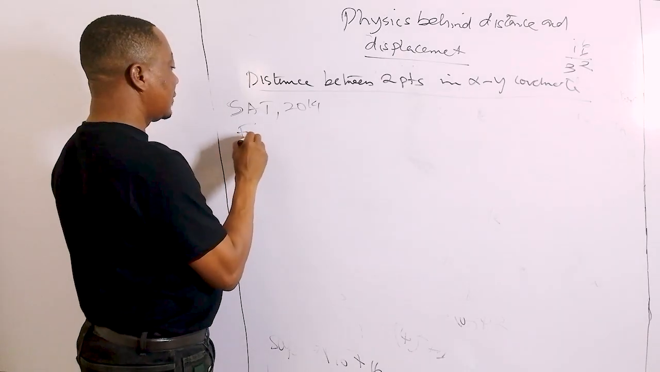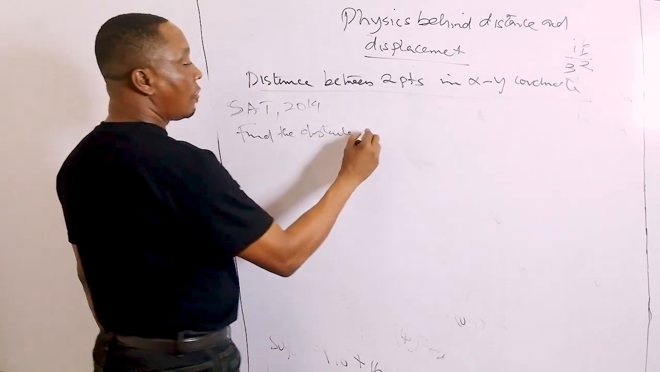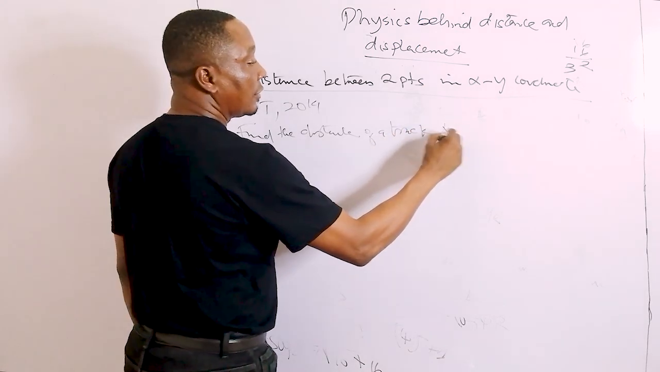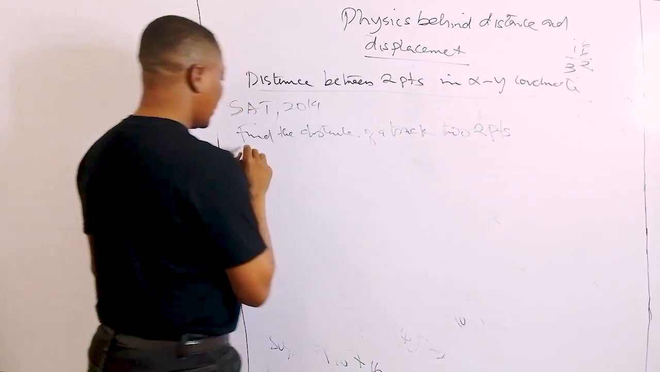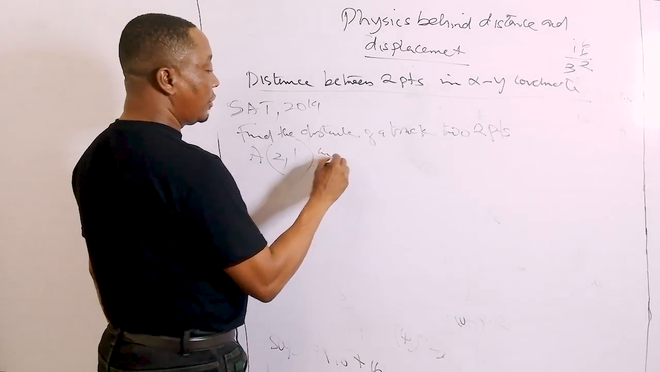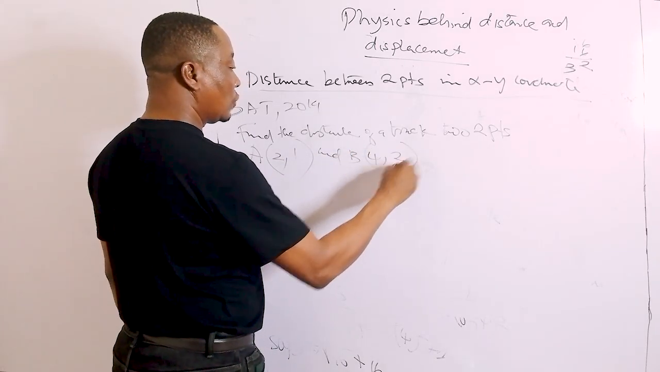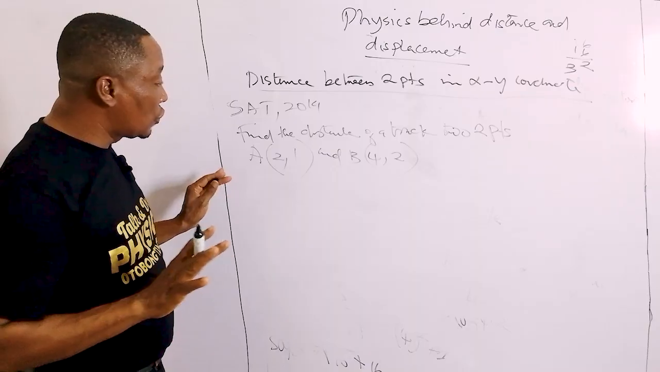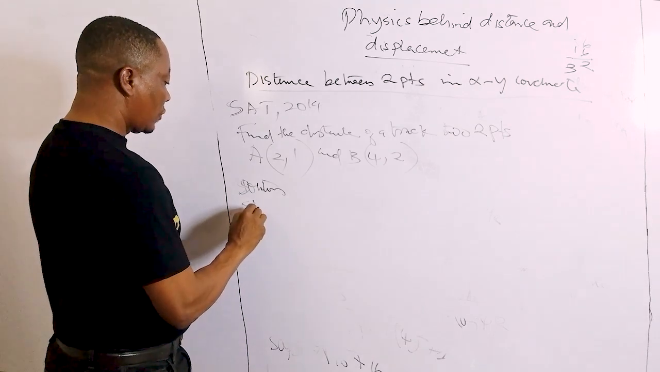We say find the distance between 2 points, A (2, 1) and B (4, 2). So when you have this formula, nothing else is needed; you just go step by step. Step 1, solution.